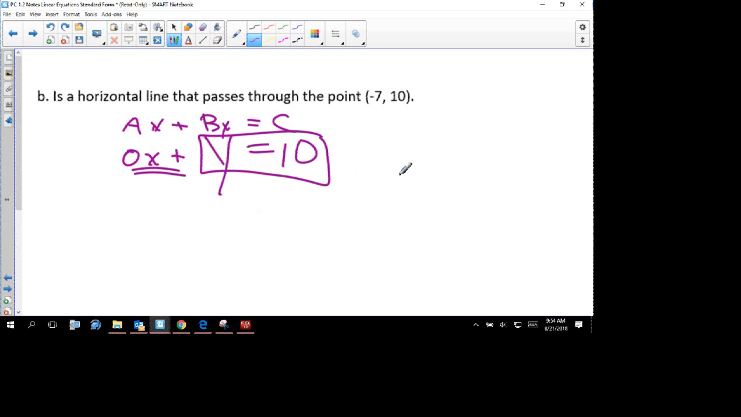Well, it says horizontal line. So you knew it was y equals, and then how did you know it was 10? Because that's the y-intercept. Well, it's not the y-intercept, but that's the y value at that ordered pair. You can maybe even graph it if you're a visual person. Negative 7, 10. Draw the line and go, oh, that's y equals 10.